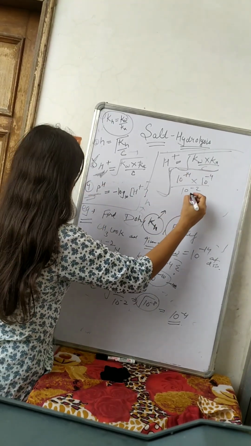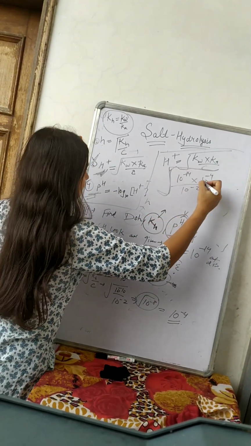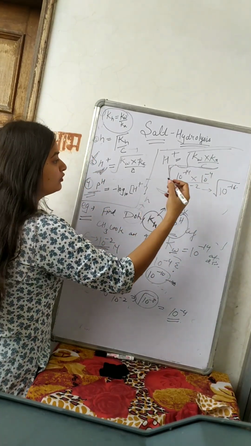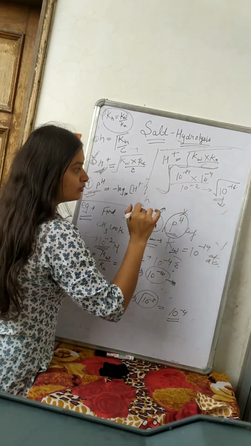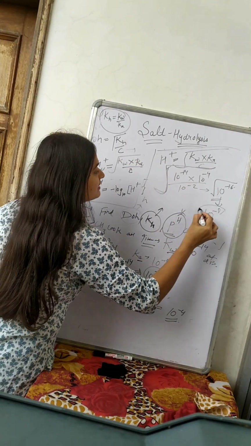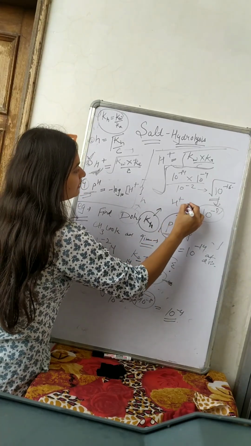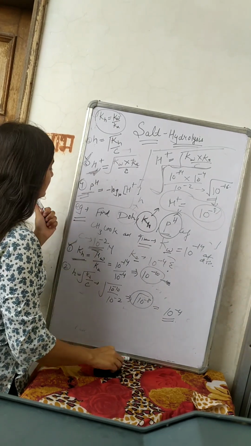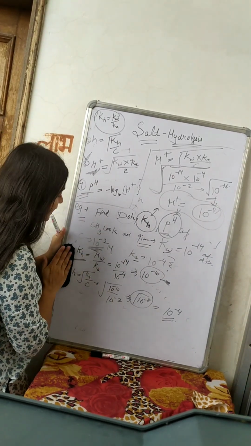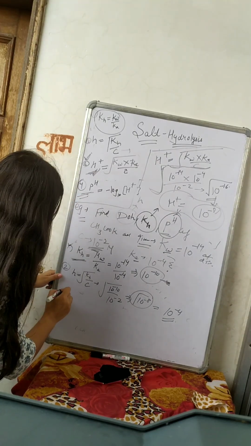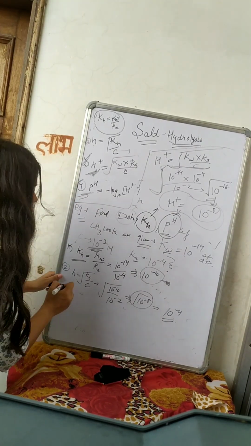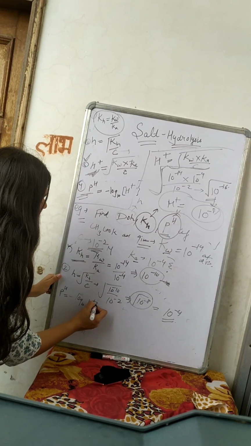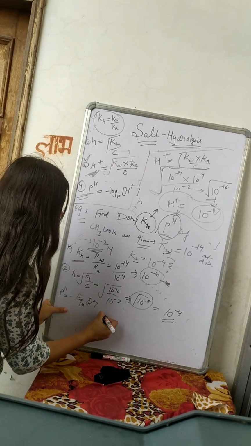Okay. So to solve this, the value becomes equal to the root of 10 power minus 16, and to solve this root, the value is 10 power minus 8. So the value of H positive is equal to 10 power minus 8. So from that we can easily calculate the value of the pH. What is the formula for calculation of the pH? pH is equal to minus of log of the concentration of these H positive ions.